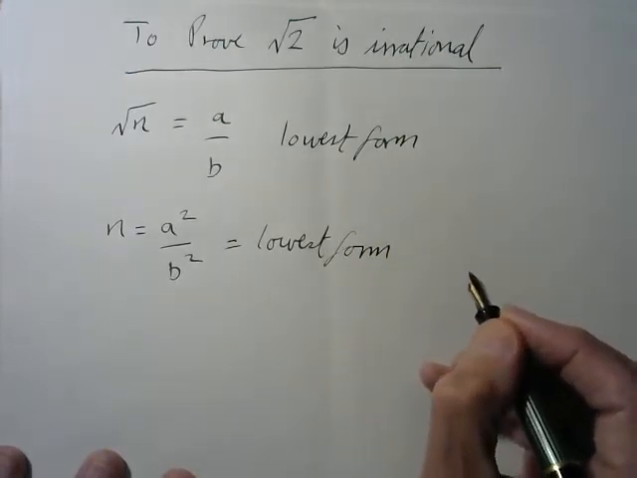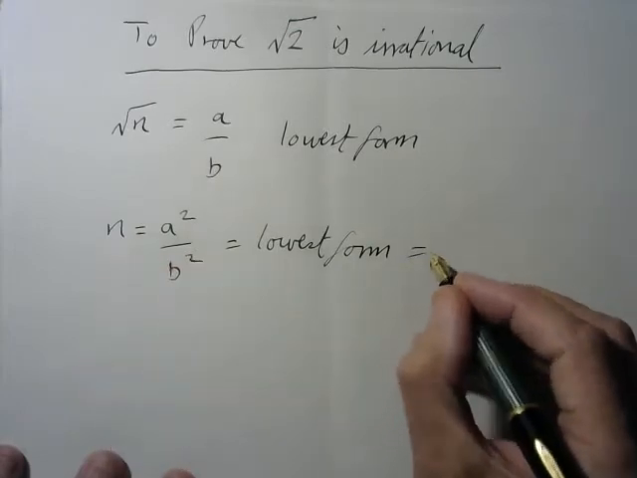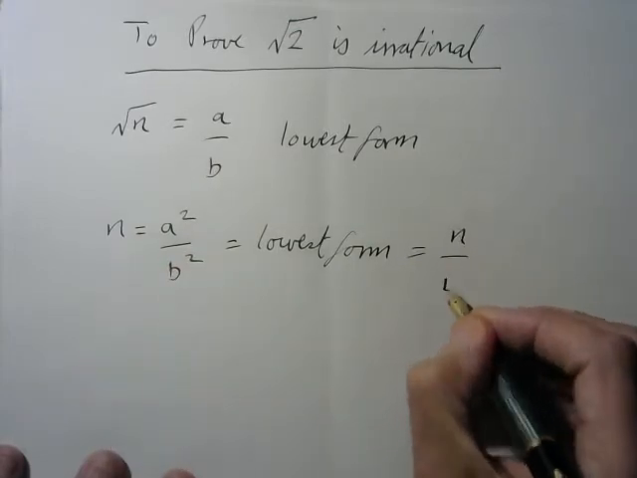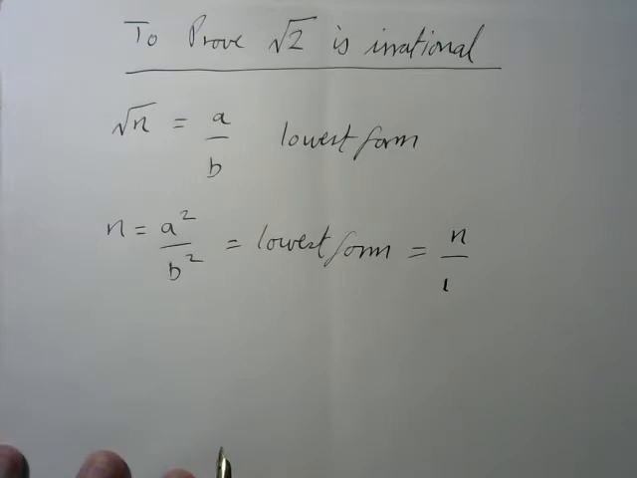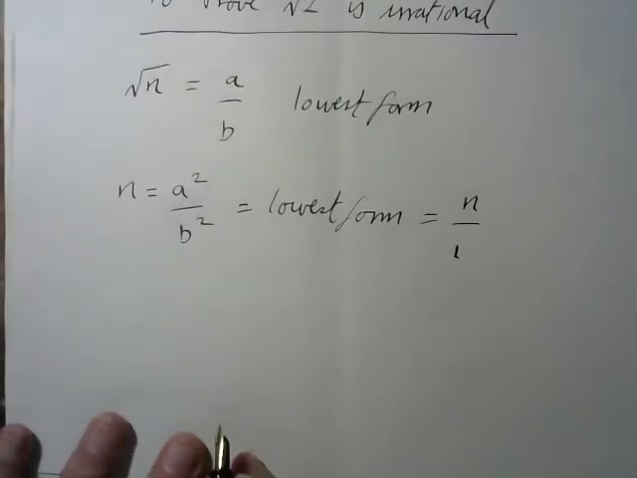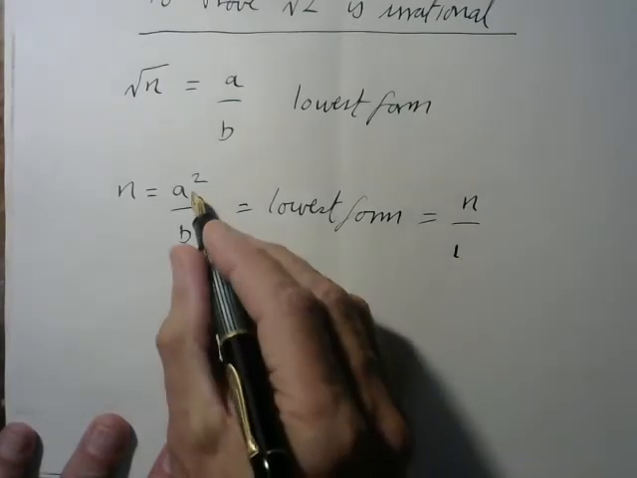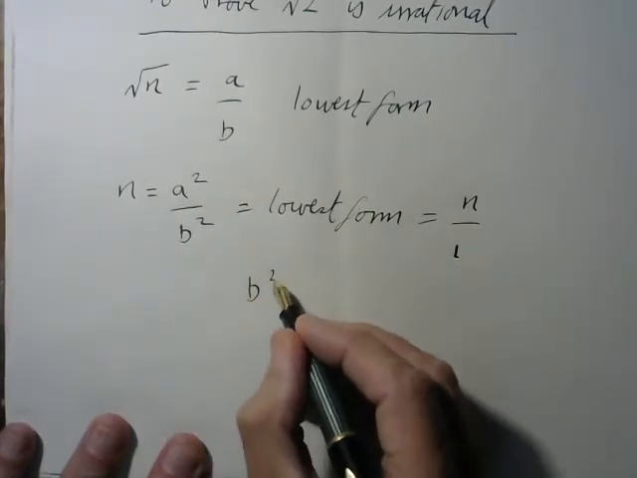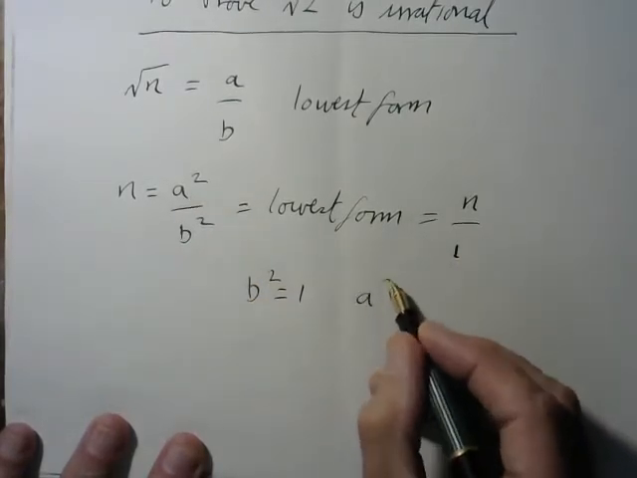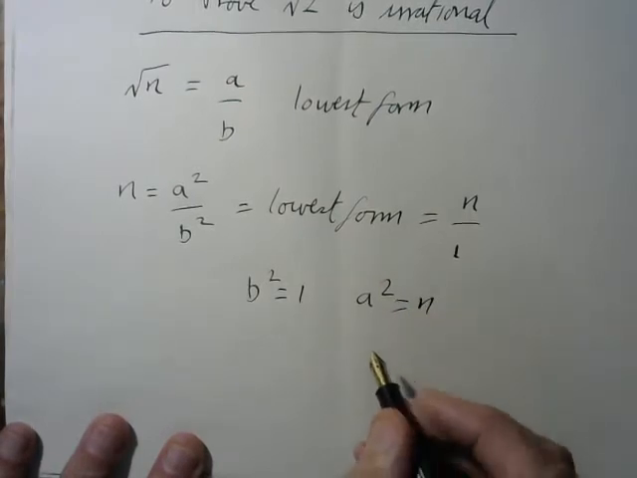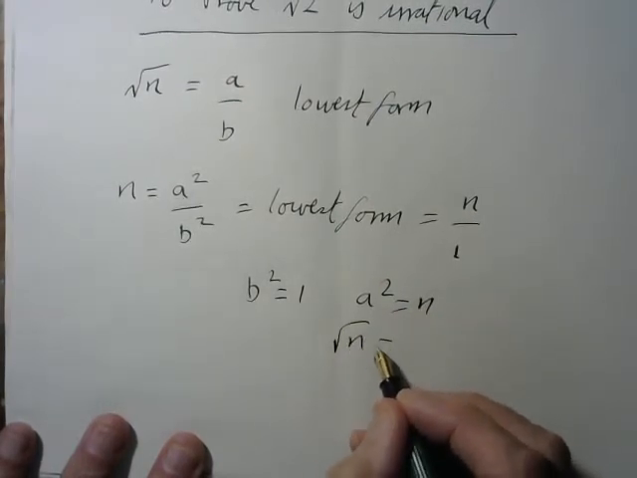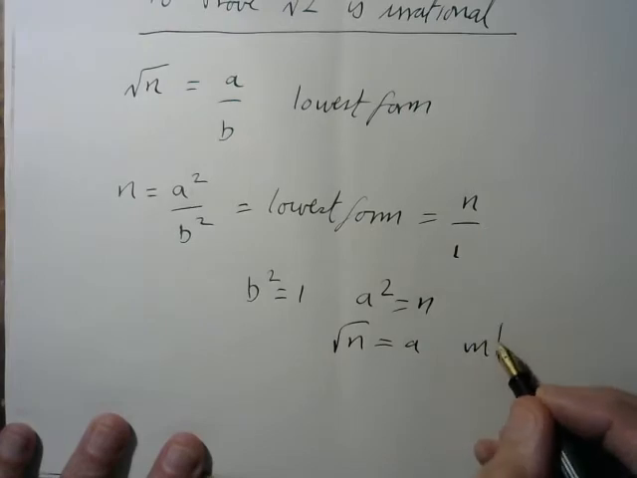But the lowest form of a number n is equal to n over 1. And since a rational has only one lowest form, that means that b squared equals 1 and that a squared equals n. b squared equals 1, a squared equals n, and in particular root n is equal to a, which is an integer.